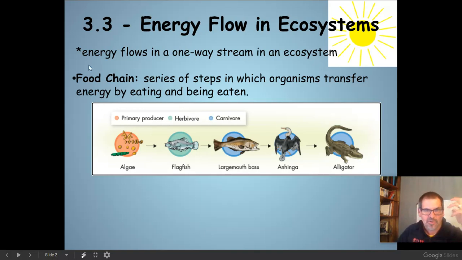So the energy that starts in the sun and gets captured in these producers by the process of photosynthesis then flows through these systems through various levels of consumption. So the arrows indicate the direction that the energy is moving. The energy is moving from the algae into the fish, from this fish into this fish, through the bird, and then finally up to the alligator.